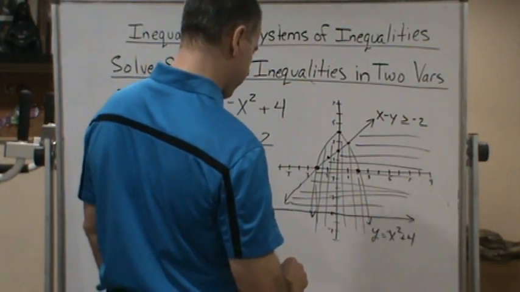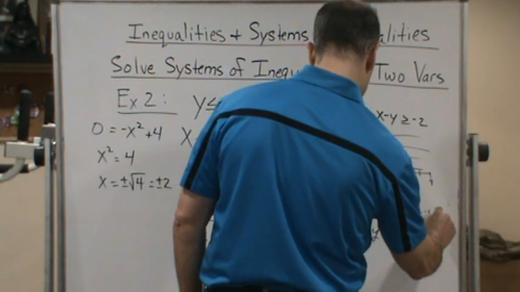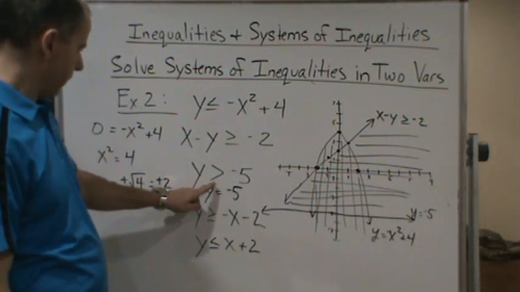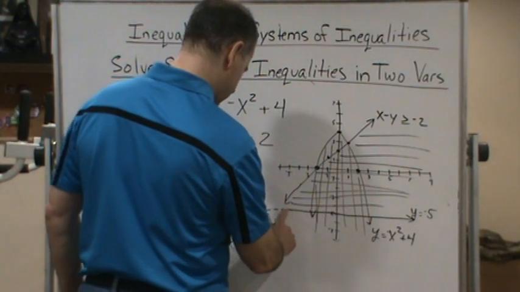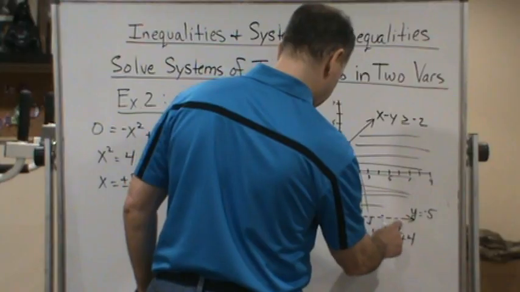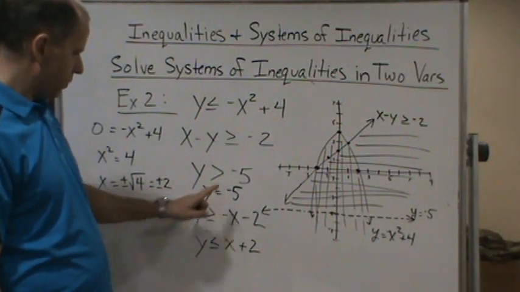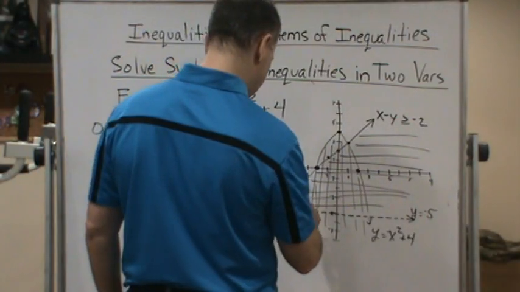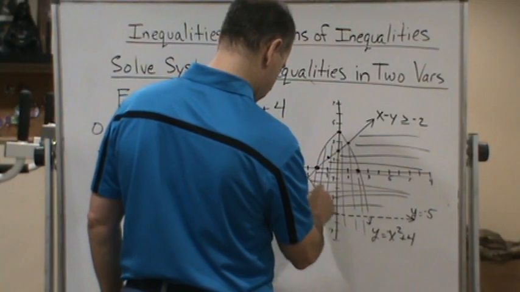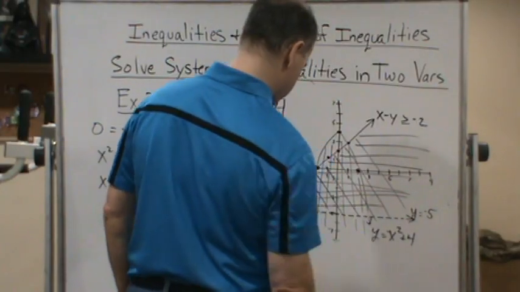Okay? And the horizontal line is y equals negative 5. Okay? Now, since it's greater than, we're going to have a dotted line going all the way across. Okay? And since it says greater than, we're going to be above the line. Like so.